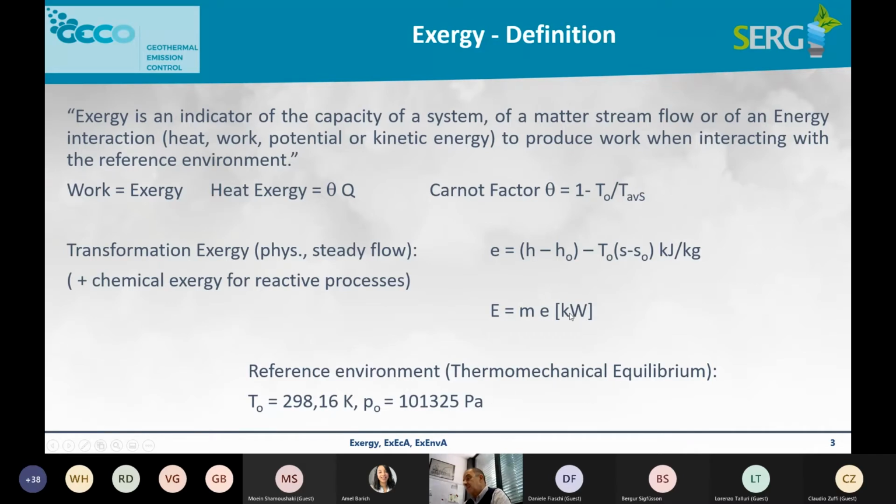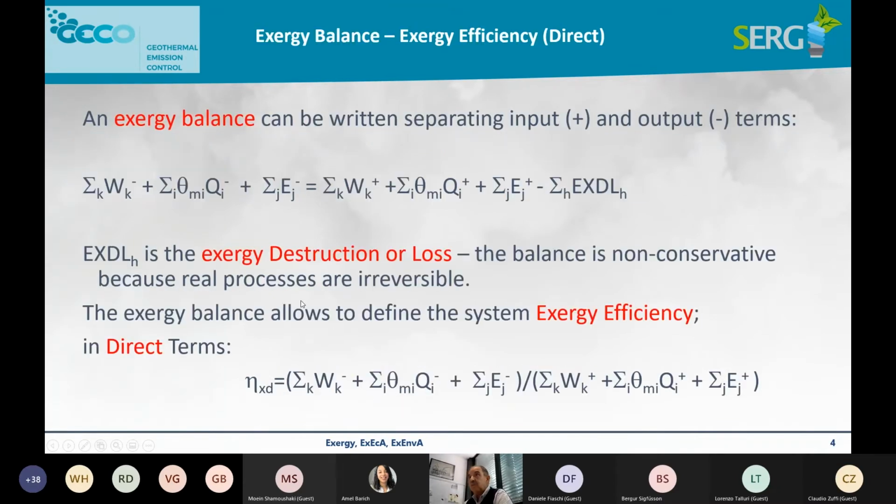And besides that, we can calculate Exergy streams in terms of rates of energy, kilowatts, as the product of a mass flow rate by this specific Exergy. And of course, we can also treat reactive processes, but we have done that also in GECO, considering also saline solutions and presence of gases, but today we will not speak about that.